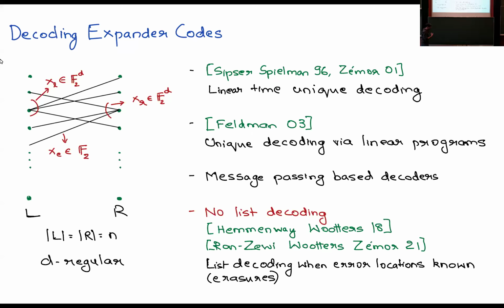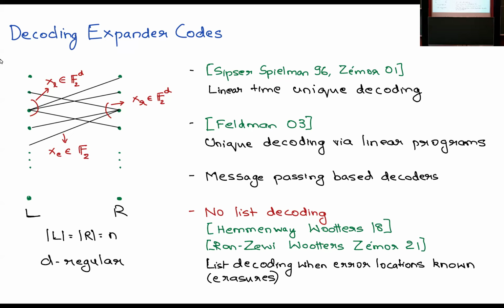And even though the codes have been known for a while, we didn't know of any list decoding algorithms for these codes. And as I said, the techniques for list decoding rely on some algebraic phenomena which are not necessarily available. One thing I do want to point out: there are list decoding algorithms known, even fast, linear time list decoding algorithms known.